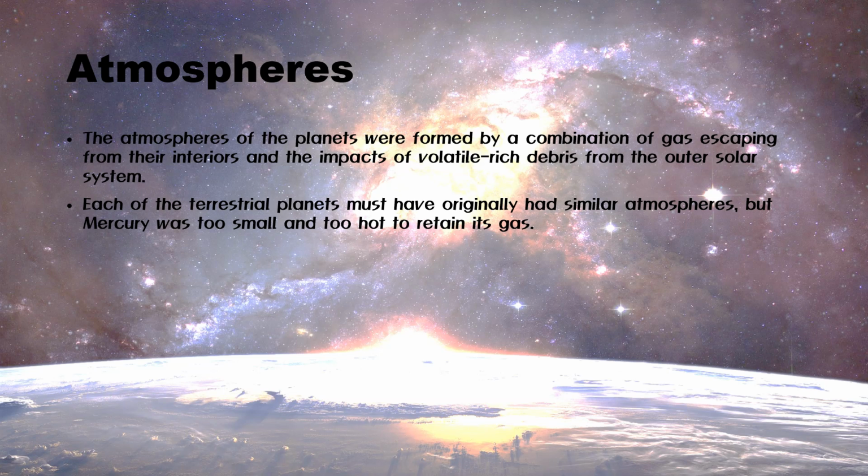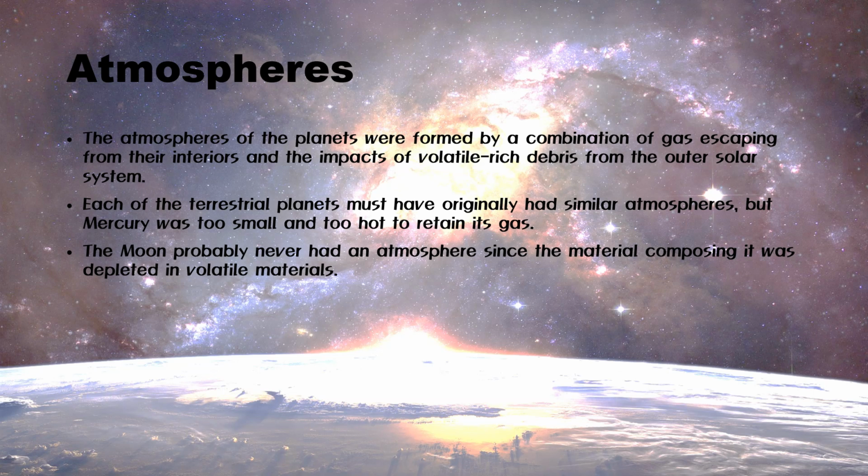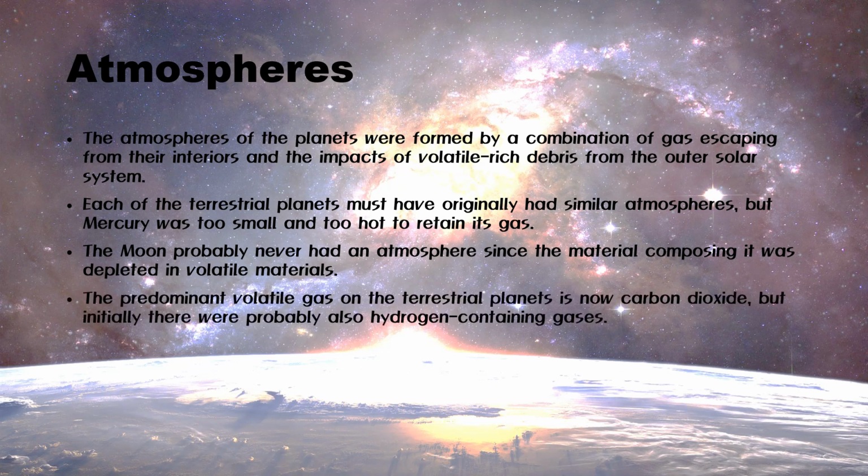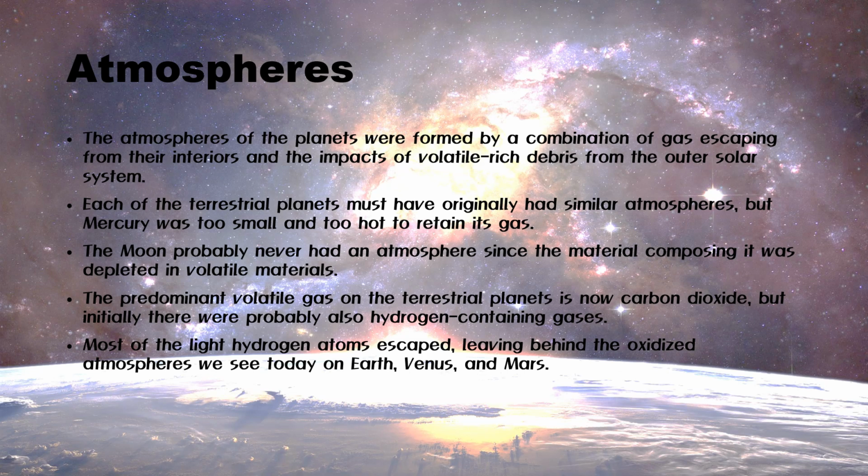Well, that's because it was too small and too hot, because of its proximity to the sun, to really retain its own gas. Now, the Moon probably never had an atmosphere either, since the material composing it was depleted in volatile materials. The predominant volatile gas on terrestrial planets is currently carbon dioxide, but initially there were probably also hydrogen-containing gases. Now, most of the light hydrogen atoms escaped, leaving behind the oxidized atmospheres we see today on Earth, Venus, and Mars.